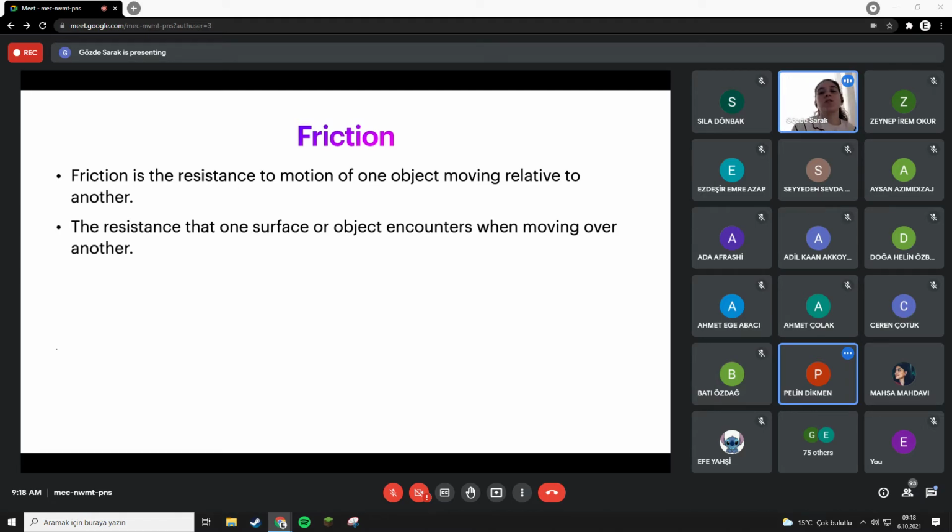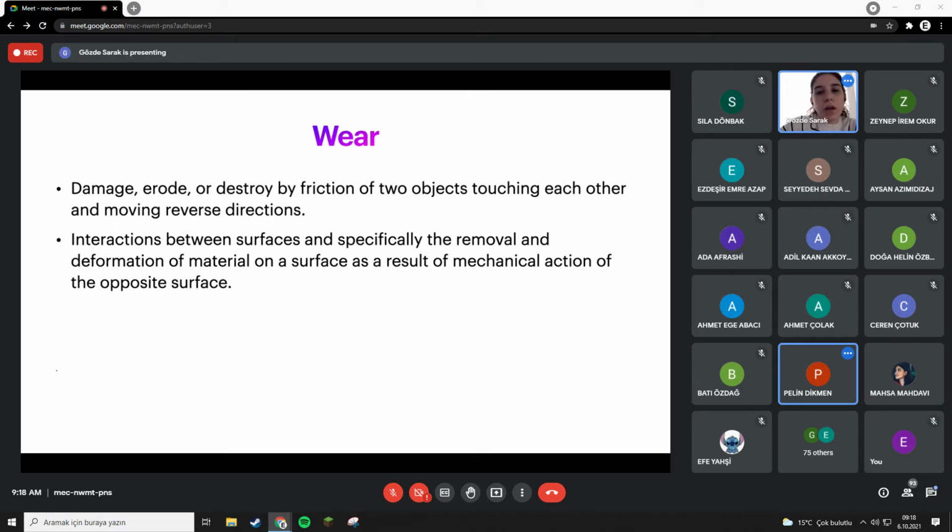Friction is the resistance to motion of one object moving relative to another. Friction between two objects moving in opposite directions can damage them. Wear is caused by friction: surface interactions, specifically the removal and deformation of material on a surface as a result of the opposite surface's mechanical action.